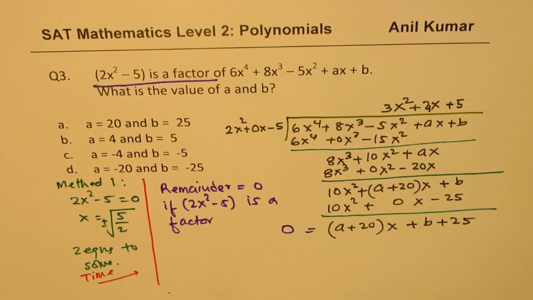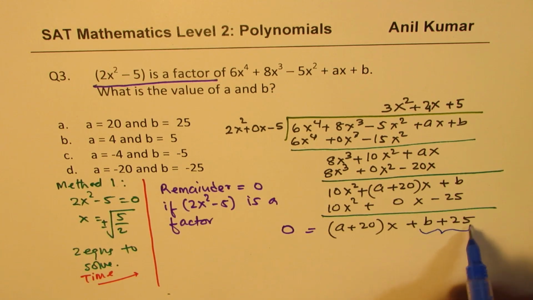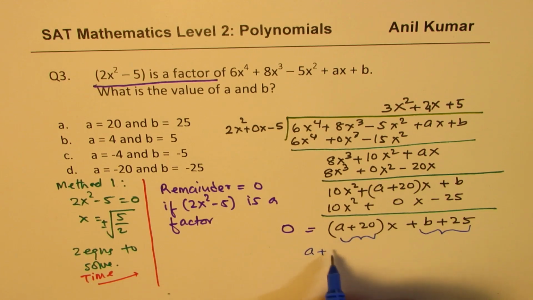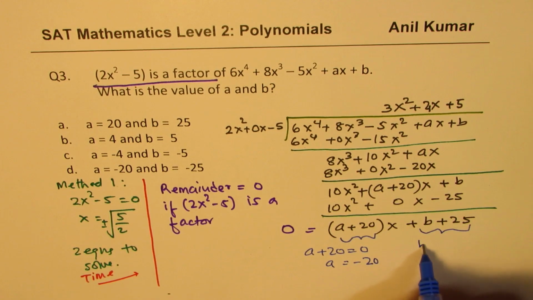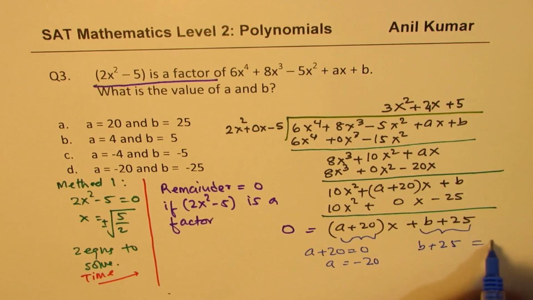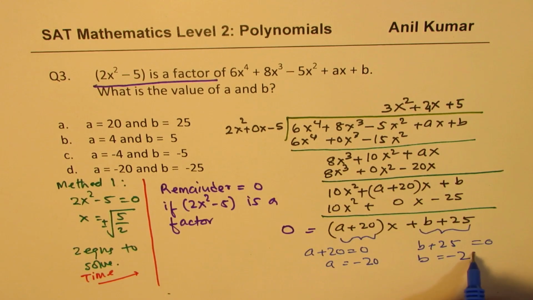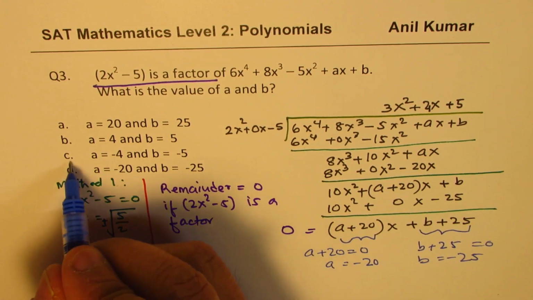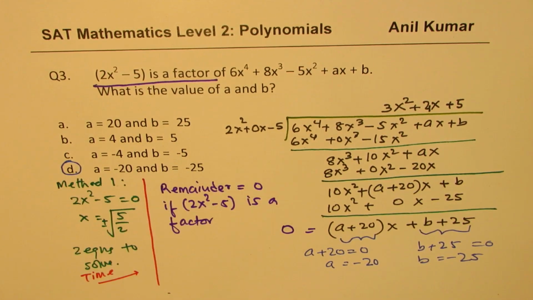So that clearly means that both these two terms should be 0, right? So a plus 20 equals 0 means a equals minus 20, and b plus 25 equals 0 means b equals minus 25. So those are the conditions, which is our option number D, right? So that is how you get your result.